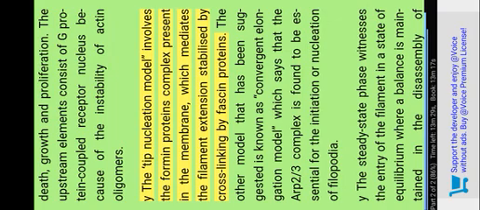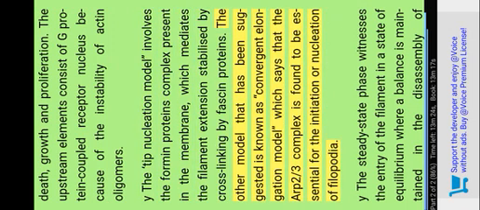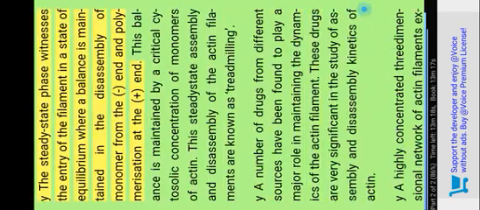Why the tip nucleation model involves the formin proteins complex present in the membrane, which mediates the filament extension stabilized by cross-linking by fascin proteins. The other model that has been suggested is known as the convergent elongation model, which says that the ARP 2/3 complex is found to be essential for the initiation or nucleation of filopodia.